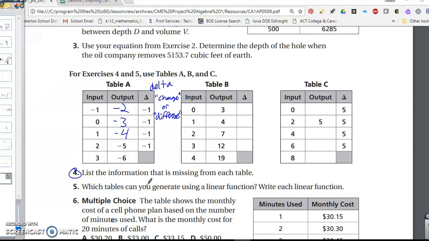Alright? So, table B. Okay, so now I've got my outputs, but I'm missing my change. And here's where it doesn't matter to me how you do it, but I saw two different things happening in class depending on how you want to think about it. The textbook emphasized taking the second output and subtracting it from the one you're looking at, or I should say the next output. So 4 minus 3, that number goes here. So we'd say that's 1. 4 minus 3 is 1.